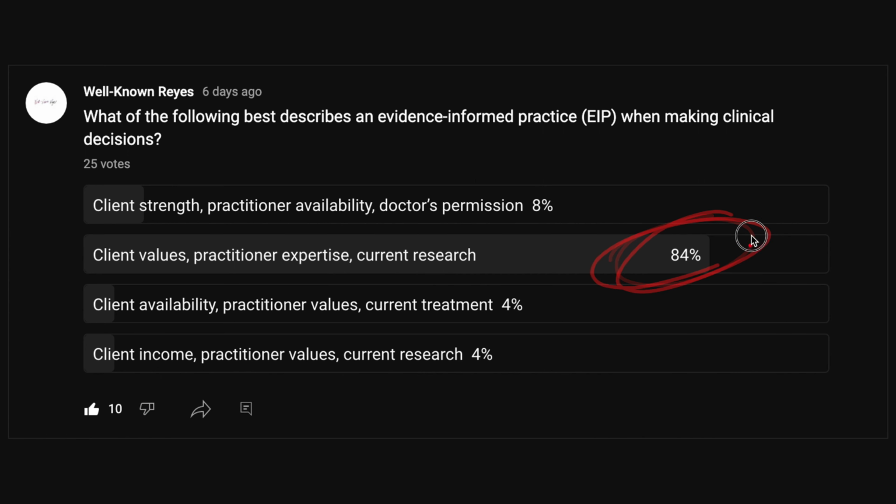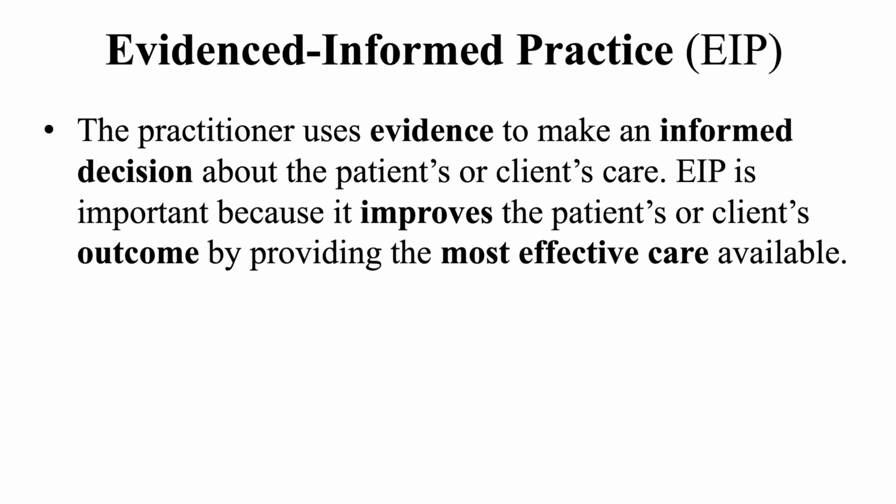So a majority of you said it was going to be client values, practitioner expertise, and current research. So let's see if this is the correct answer. Now, we have to figure out here, what is evidence-informed practice? And this is going to be the acronym EIP. So evidence-informed practice is when the practitioner uses evidence to make an informed decision about the patient or client's care. Evidence-informed practice is important because it improves the patient or client's outcome by providing the most effective care available.